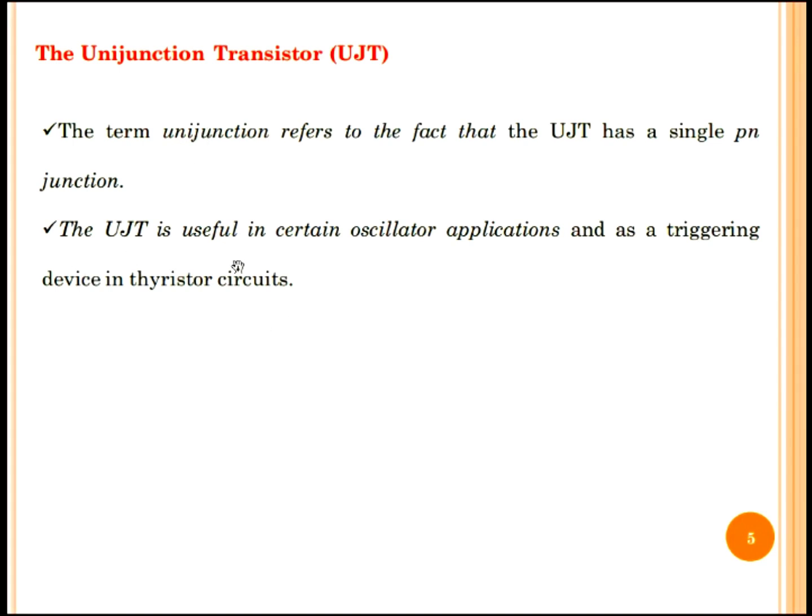The UJT is useful in certain oscillator applications. We know there are different oscillators, Colpitts oscillator, Wien bridge oscillator, and so on. These UJTs are mainly used in such oscillator applications, and also as a triggering device in thyristor circuits. So in thyristor based circuits, the UJT acts as a triggering device. Basically, in thyristors they use this for triggering the circuits. These are the main applications of the UJT.